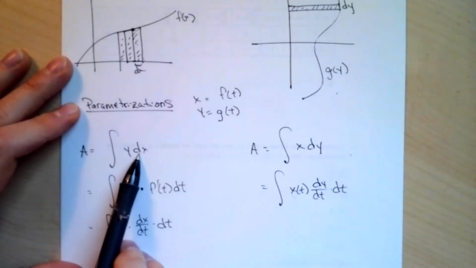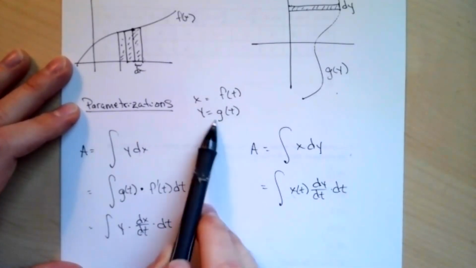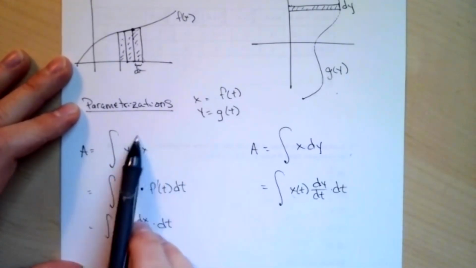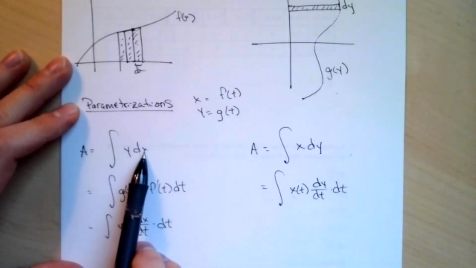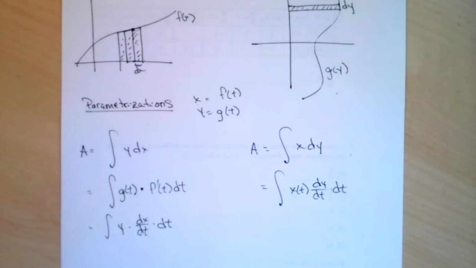Here we're integrating with respect to x, but if I don't have y as a function of x, and instead I have y as a function of t, I can substitute in the function we have in terms of t for y, and then substitute the differential we have for x in terms of t.